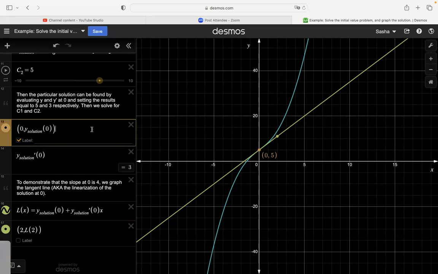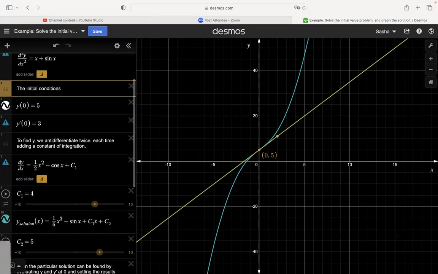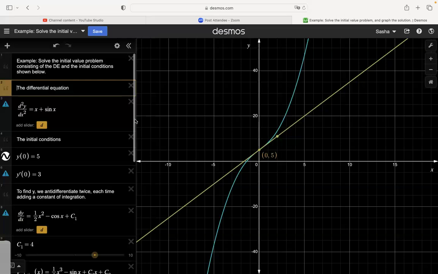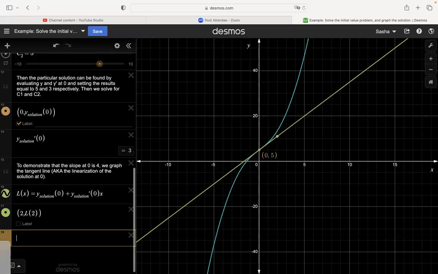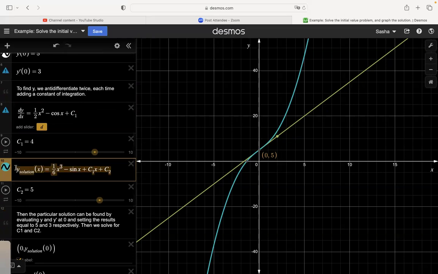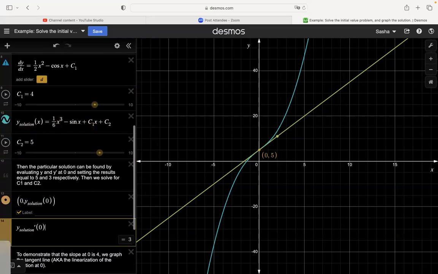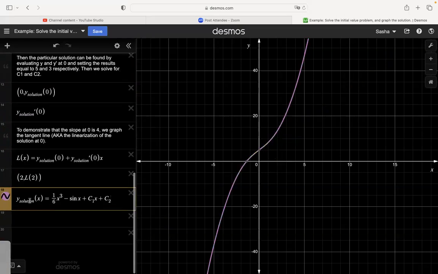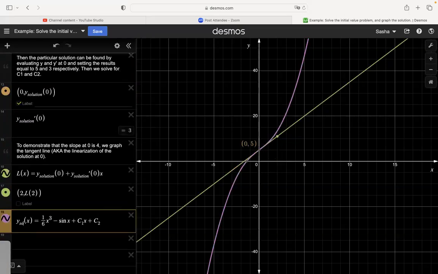So if we differentiate twice, that second derivative will be given by this x plus sine of x. And we can see that if we type it. So let's actually type that. We know that the solution equals this. I think I'm just going to type it, replacing C1 and C2 with 4 and 5 respectively. I'm going to call that PS now for a particular solution. And C1 was 4 and C2 is 5. So it's the same graph as before.